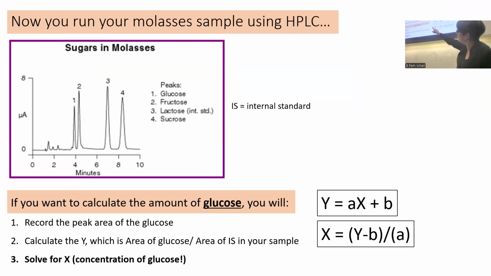You will use the equation of the line for each one of them. Let's say you have glucose. This is your sample chromatogram. You take the area of glucose and take the ratio of area of glucose over area of lactose, which is number 3. That ratio is your Y. And then you can get the concentration of glucose in your sample. Please ask questions, we have a minute or two. If you want me to repeat anything about internal and external.